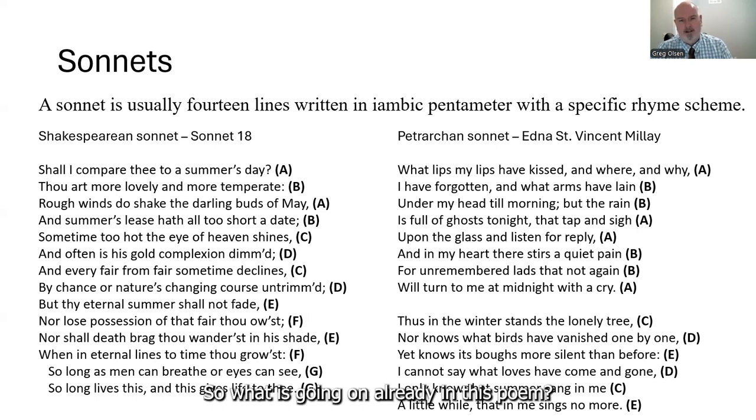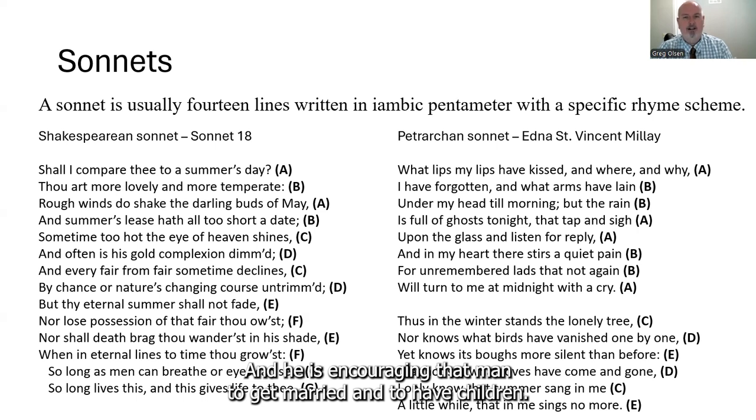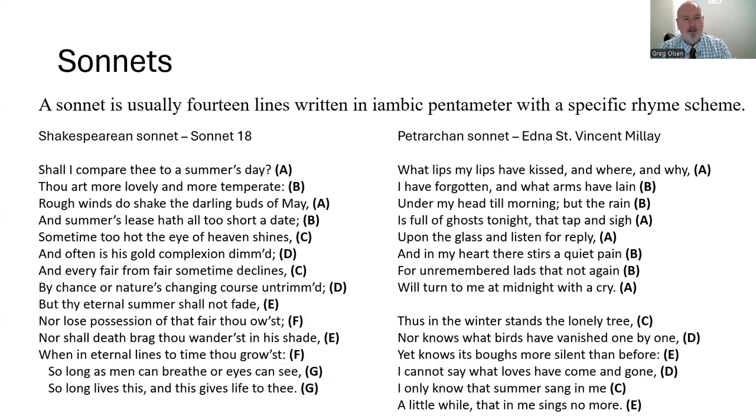So what is going on already in this poem? Well, Shakespeare is speaking to a young man who he really delights in, and he is encouraging that man to get married and to have children. So he's comparing this man to a summer's day, and he will continue this throughout the poem. So shall I compare thee to a summer's day? Thou art more lovely and more temperate. Rough winds do shake the darling buds of May, and summer's lease hath all too short a date. So when we're looking at hath all too short a date, it's like summer goes by pretty quickly. If we think of summer as this boy's youth, it also will fade quickly.